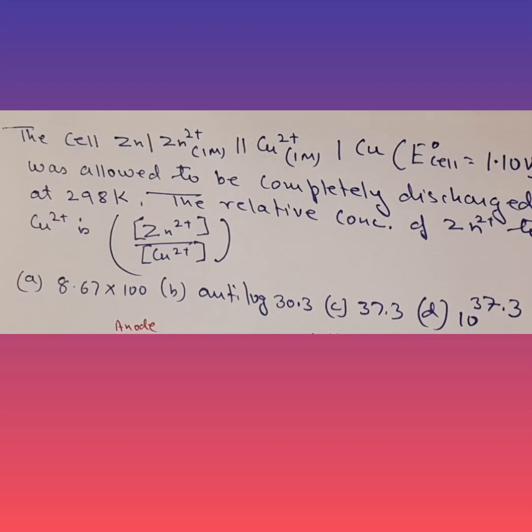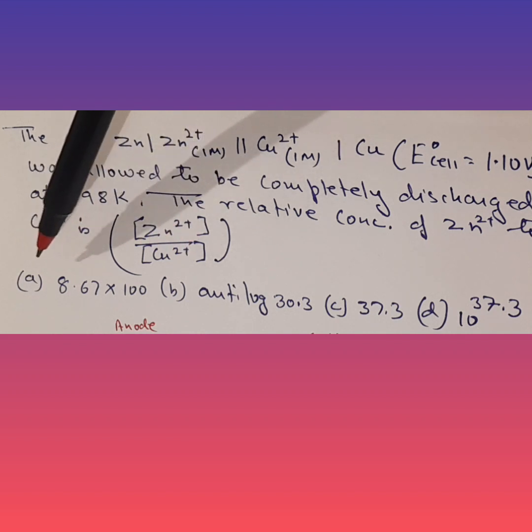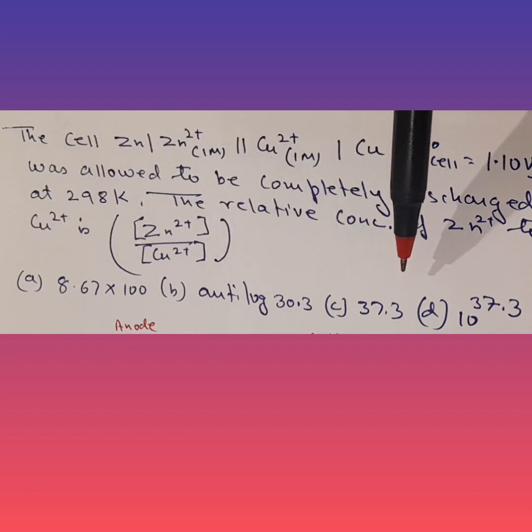Okay guys, let's understand how this sum in chemistry is solved. This is the cell. The E0 cell is 1.10 volts, and it was allowed to be completely discharged at 298 K. The relative concentration of Zn2+ to Cu2+ is this. The options are these. Okay, let's understand how it is to be done.